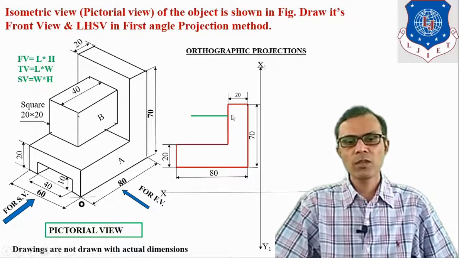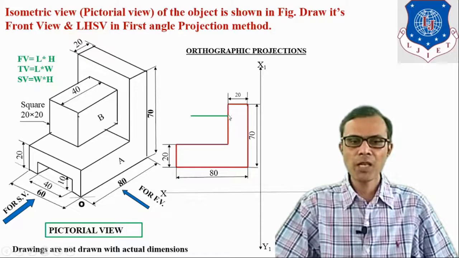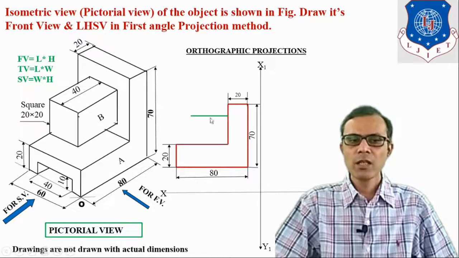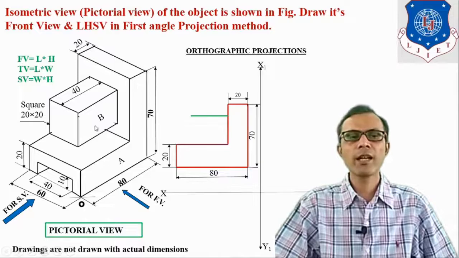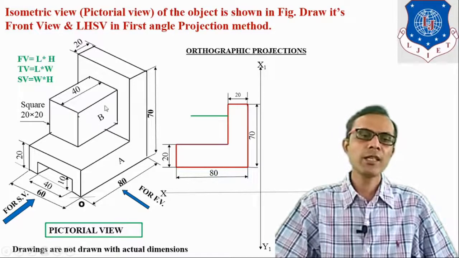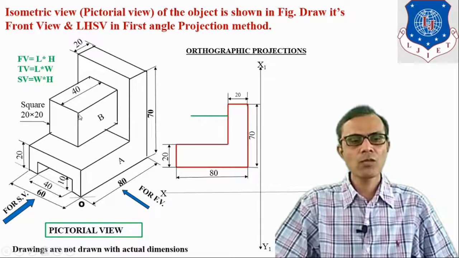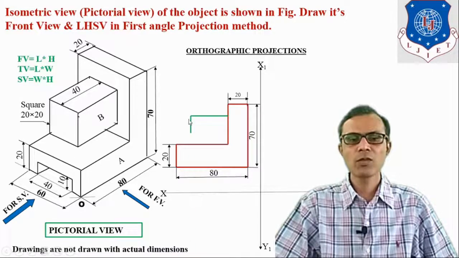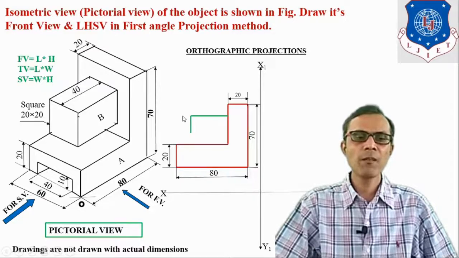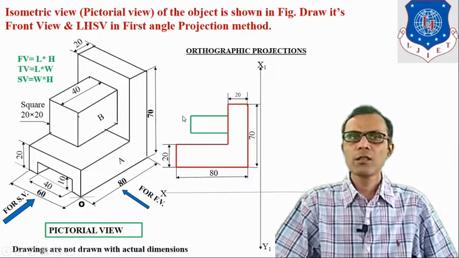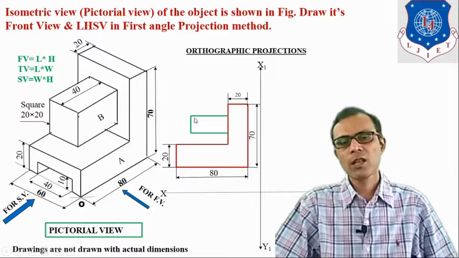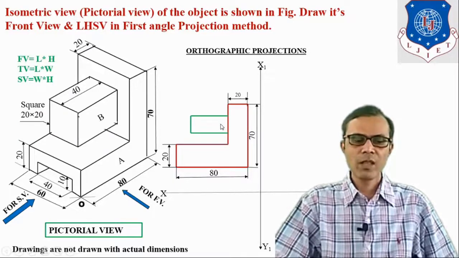So from this point we will take this dimension 15 mm, and from 15 mm we will draw this horizontal line, and the length of this horizontal line is 40 mm. So this length is 40 mm. Now this height is 20 mm, and complete this rectangular block. So it looks like this.